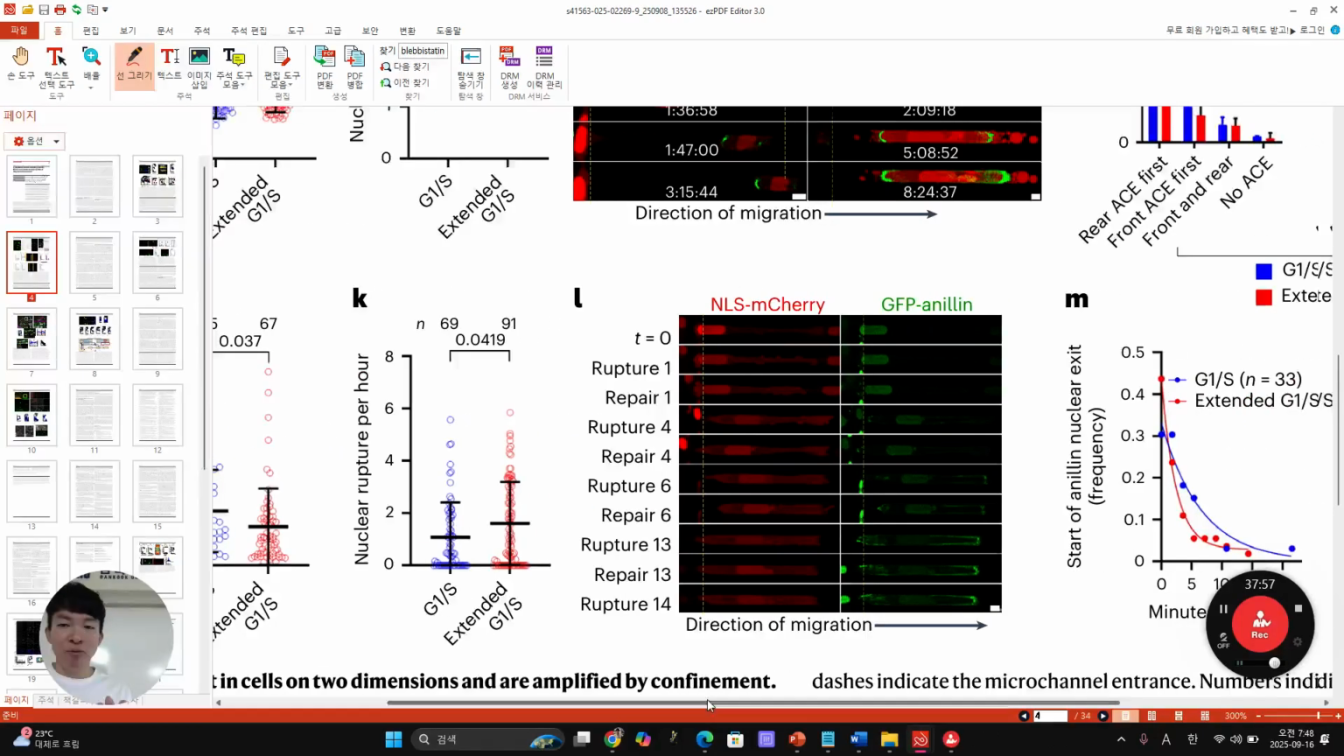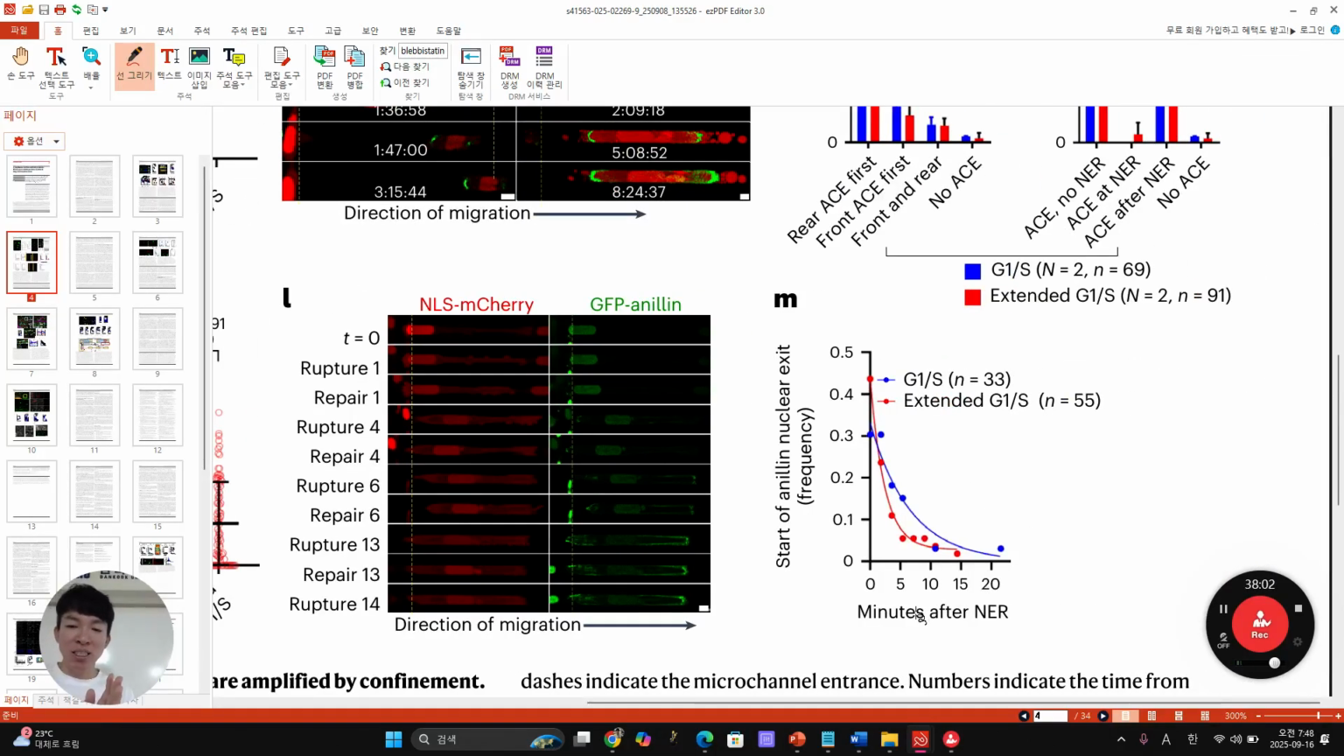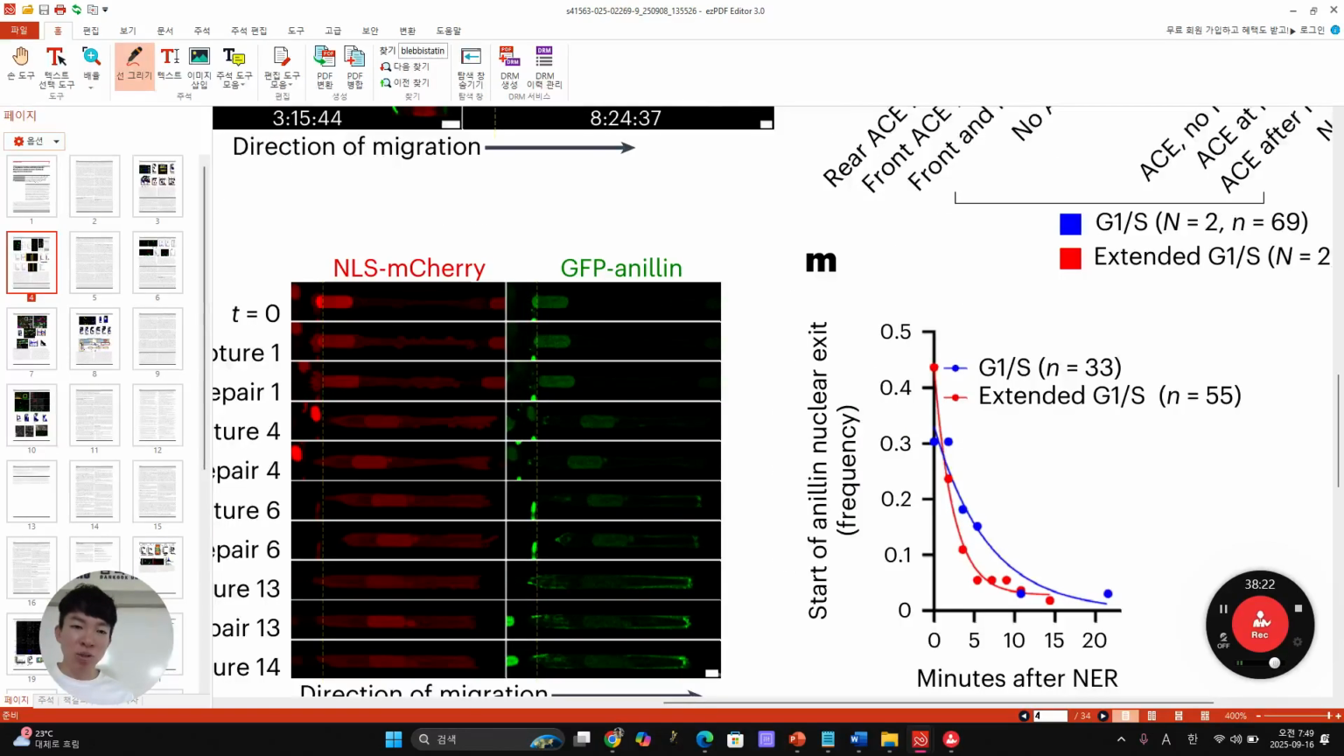And then GFP anilin, this ACE structure also. And for linking this nuclear rupture and then anilin, the start of anilin nuclear exit, they correlate this phenomenon and find that extended G1S more quickly starts anilin nuclear exit. How did they measure? This anilin is most of the time inside the nucleus, but maybe from here they leak out a little like that. So they quantify how many times it exits the nucleus.